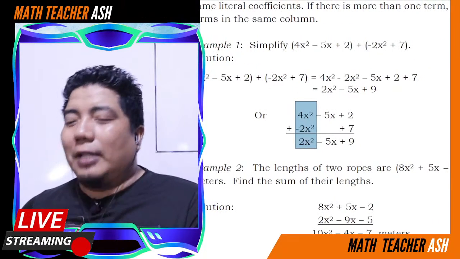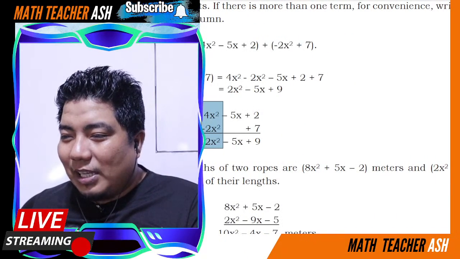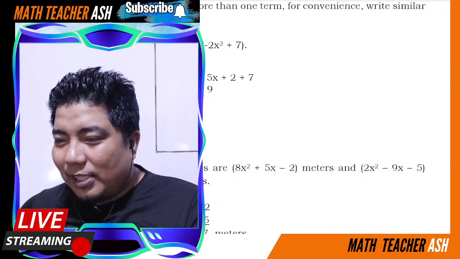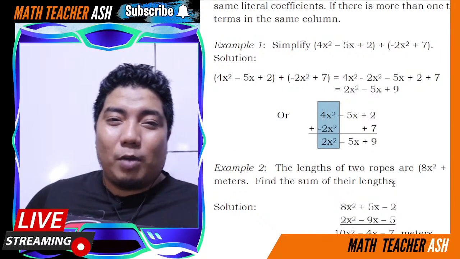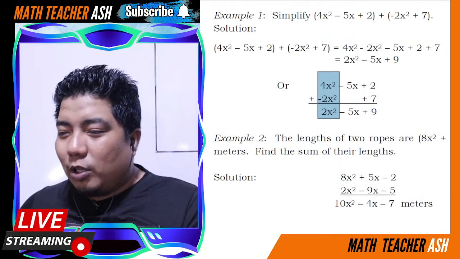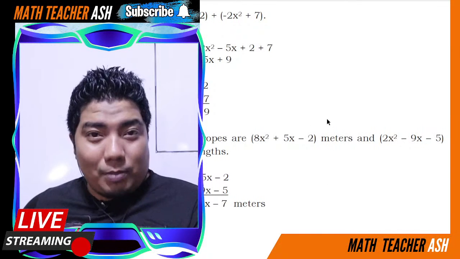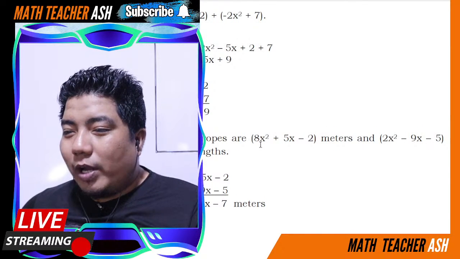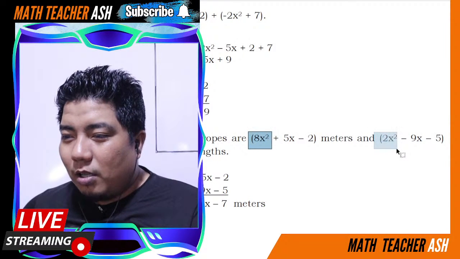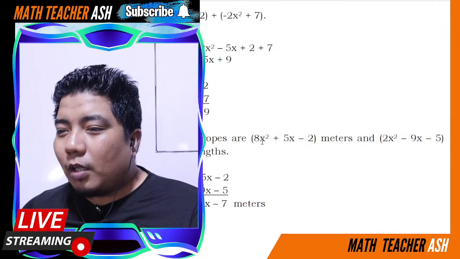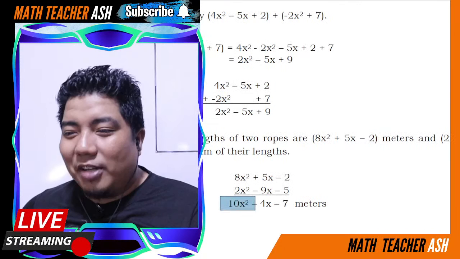So, how about this one? Example number 2. The lengths of two ropes are given in meters. Now, question is, find the sum of their lengths. So, when we say sum, we are adding. So, what you will do is you just add these two given expressions or polynomials. So, 8x squared, you have 2x squared. So, they are both in the second power. Ang tawag dyan, quadratic term. So, you could add them. The answer is positive 10x squared.